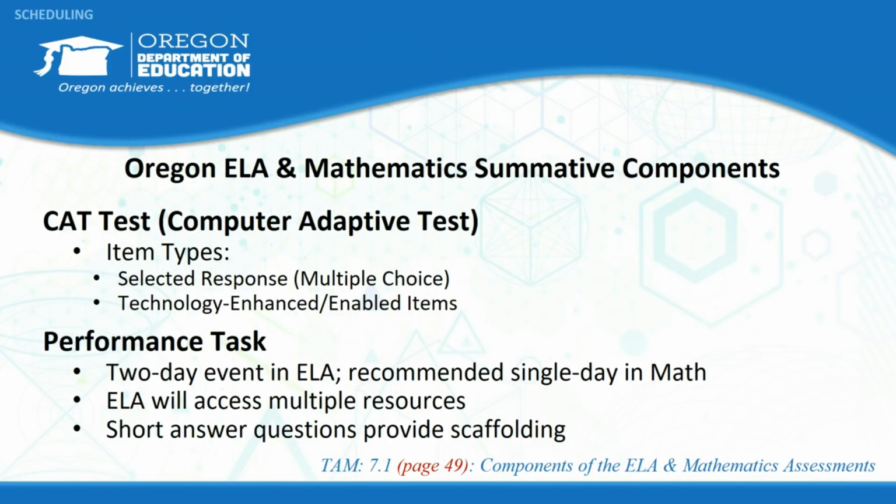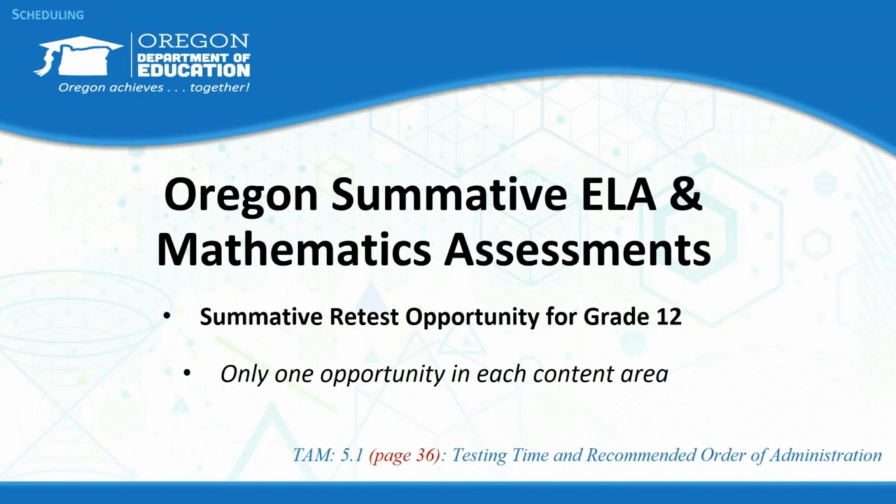The CAT test works similarly to our other OSAS tests, which are also adaptive. The question difficulty adjusts as the student works through the test, providing either easier or more difficult items based on correct or incorrect student responses on the machine-scored items. Similar to years past, 12th grade students may have one opportunity to retest in each content area.